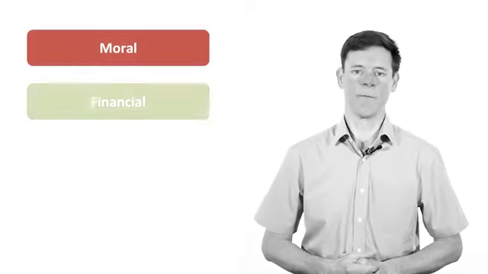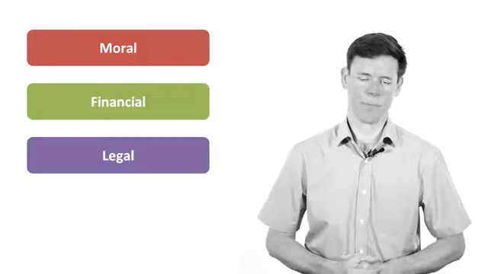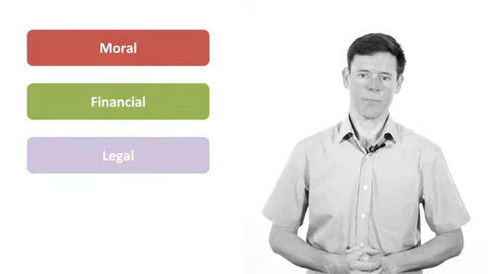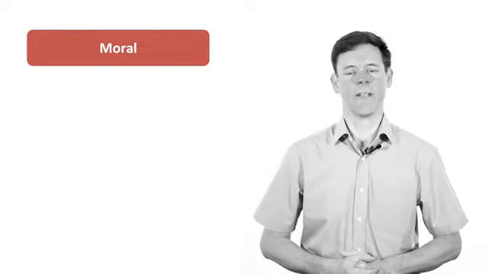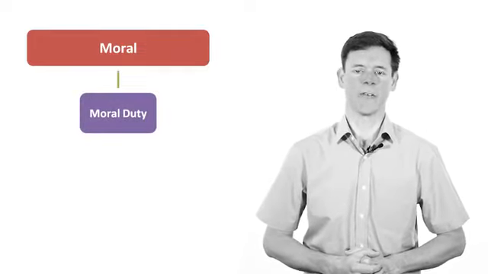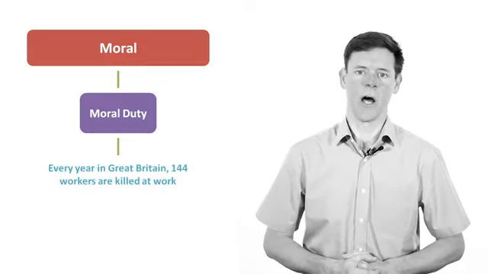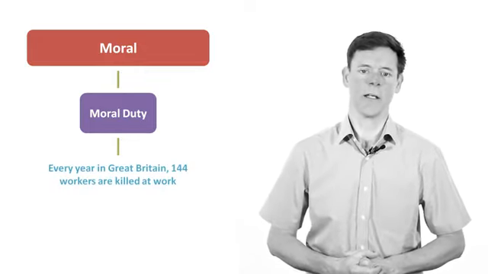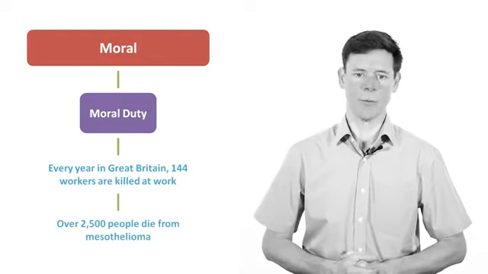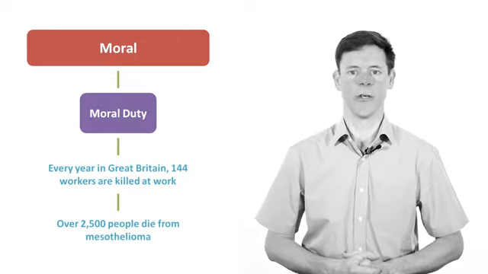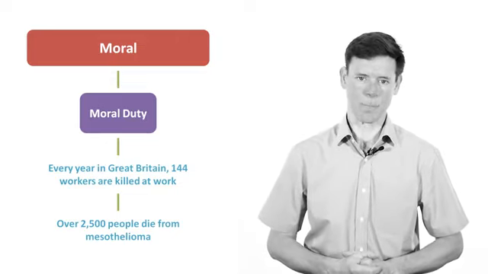The three main reasons why an organisation has to manage health and safety are moral, financial, and legal. In this section, two of these reasons are explored. The moral reason relates to the moral duty that one person has to another. On average, every year in Great Britain, 144 workers are killed at work and over 2,500 people die from mesothelioma, which is a specific form of cancer associated with asbestos exposure.